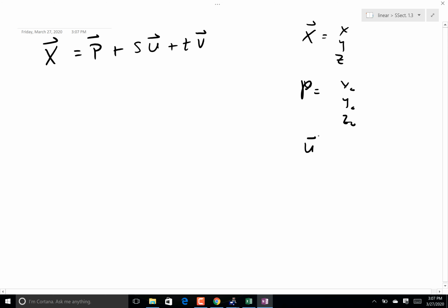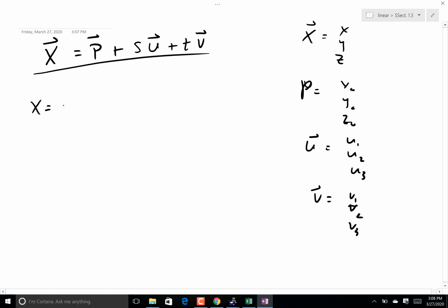And then u, or not u. What am I doing? Oh, yeah. U is equal to u1, u2, u3. In other words, the x, y, and z components, and ditto here. And once you understand that concept, the way they do in the book just makes perfect sense. They take this and they just go, you know what, I'm going to write 3 equations instead. How about that?